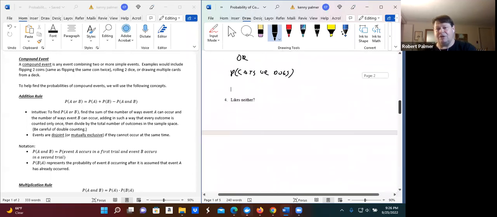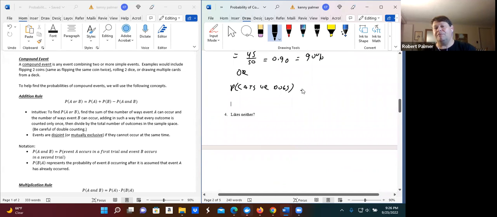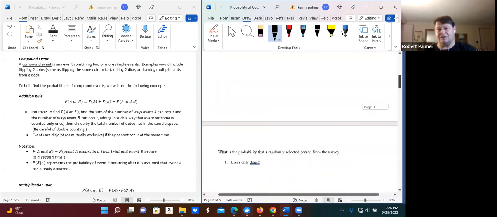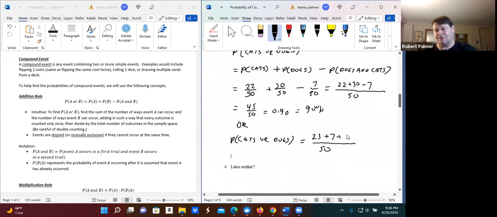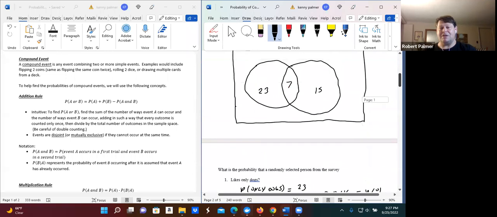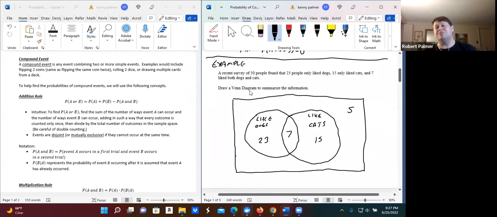So what I can do then is just add up. The ones who fit my description out of the total 50, the ones who have the outcomes I like, are the 23 who like only dogs, plus the 7 who like both, plus the, I believe it's 15 who like just cats. If you put all that together, you get exactly the same 45 over 50. You can also think of it that way with the Venn diagram. In this case, it's probably a bit easier to do it that way, because that's how the information was given to us.